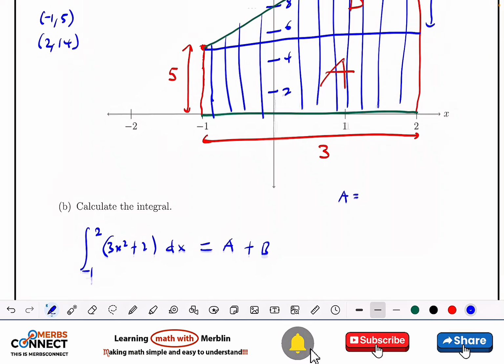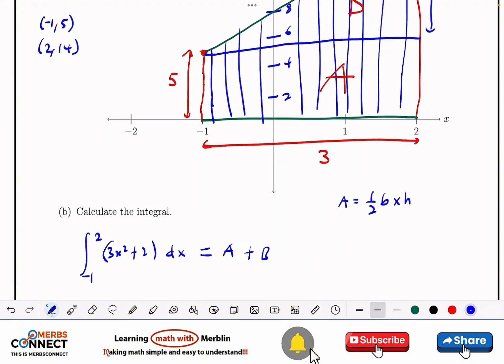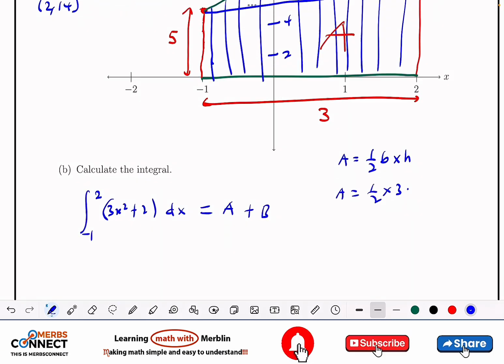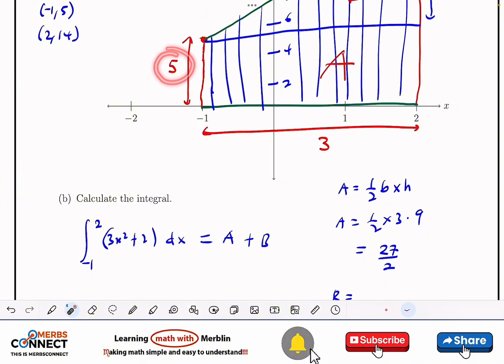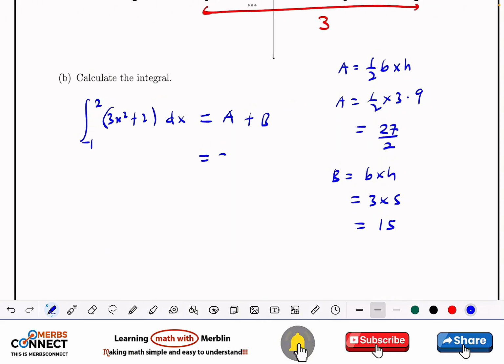So what is A? A is a triangle, and we know that it is half base times height. So it's going to be half times the base is 3, and then the height is 9. So we are going to have 3 times 9, which is 27. So we are going to have 27 divided by 2. And B is a rectangle, which is base times the length or the height. So B times H, and this is going to give us 3 times 5, and this is going to give us 15. So the area is going to be 27 divided by 2 plus 15.